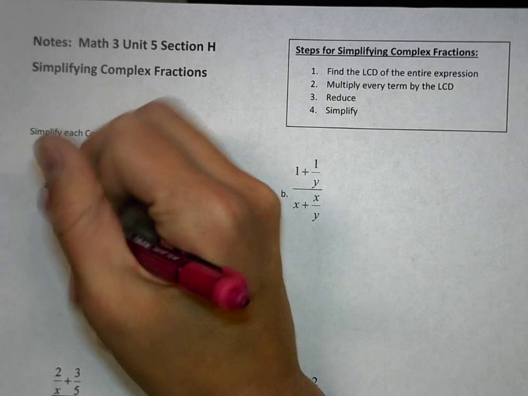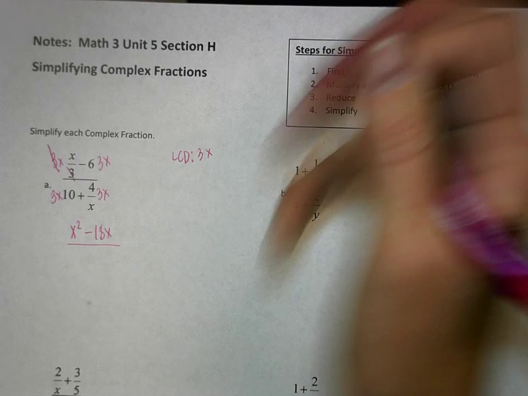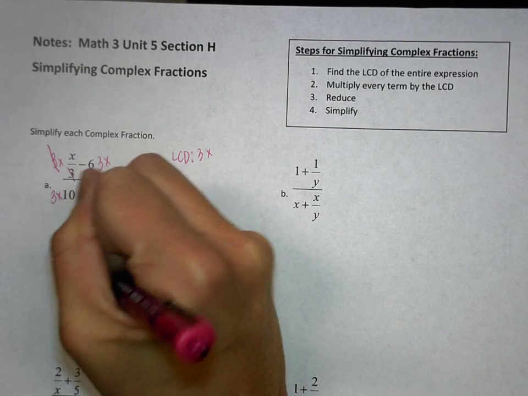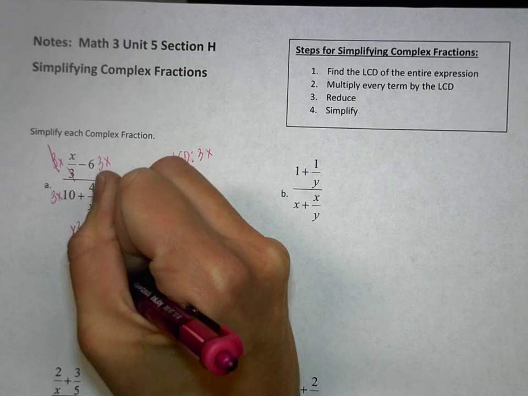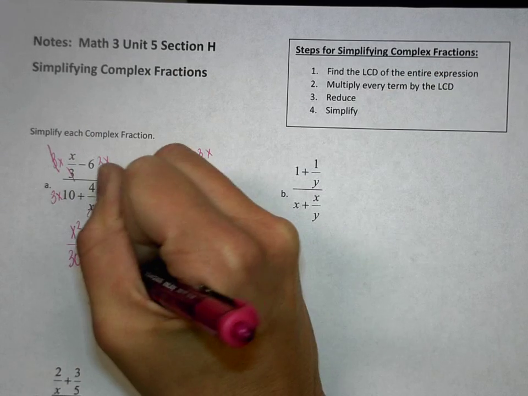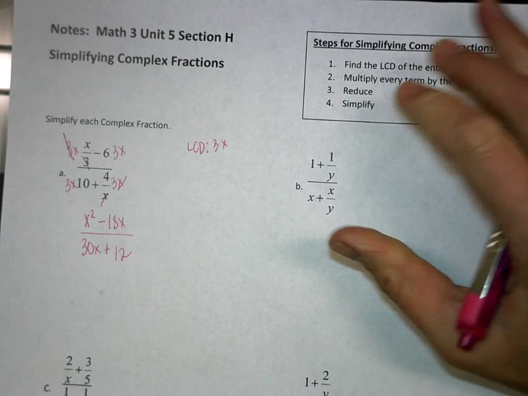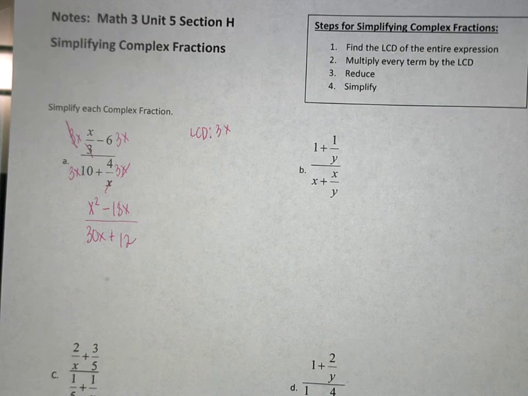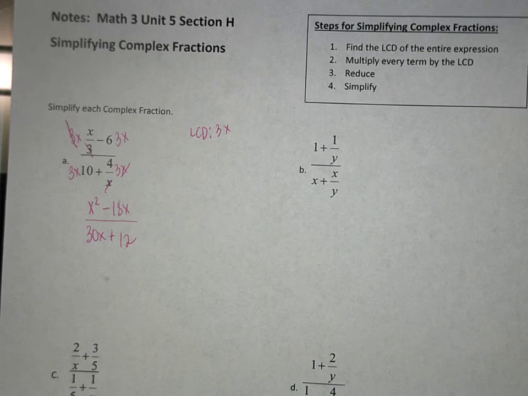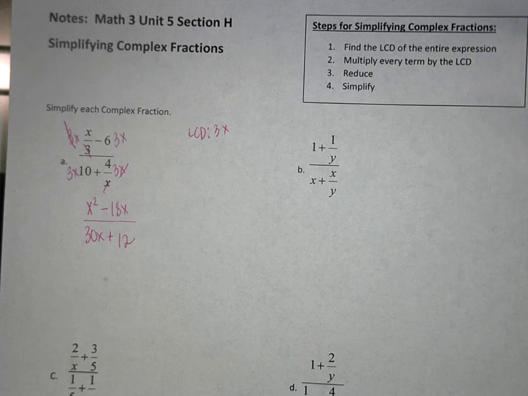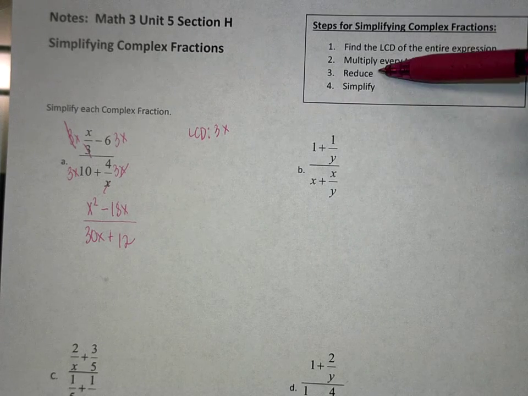Over. The bottom, we're going to have here 3x times 10, which is 30x. Here the x's cancel, and we end up with plus 12. At this point, you should factor the top and bottom to see if anything can reduce. And so right now we're on step 3 where we're going to try to reduce.